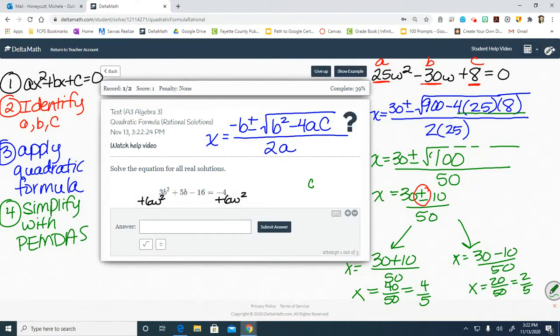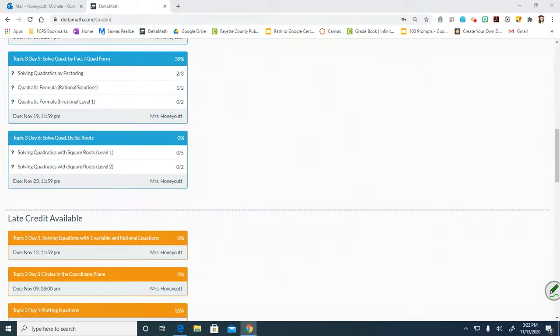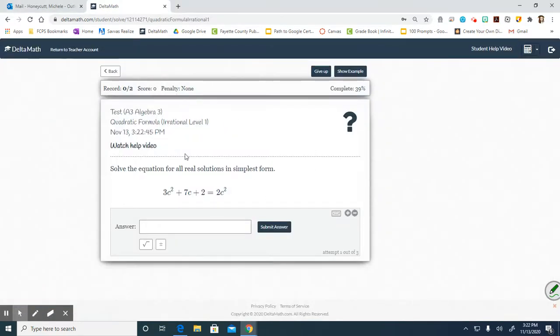Then you'll have another one like that. If you go back out, we have this irrational level 2. So let's look at some of these. It's the same idea, it's just your answers are going to look a little more complex. So let's go ahead and write it in standard form. So subtract the 2c squared on both sides. 3c squared minus 2c squared is c squared plus 7c plus 2 equals 0. There's nothing in front of the c squared, so a is 1, b is 7, c is 2.